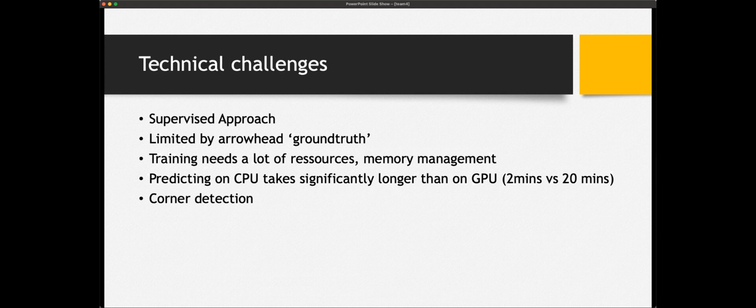So you can see that on the CPU the convolutions take 2 minutes, or the entire workflow takes 2 minutes on a GPU, versus 20 minutes on the CPU for one chromosome. And then, of course, the Harris corner detection is another error source that could introduce errors, but still our results show that we are quite similar to the Arrowhead performance. Questions?